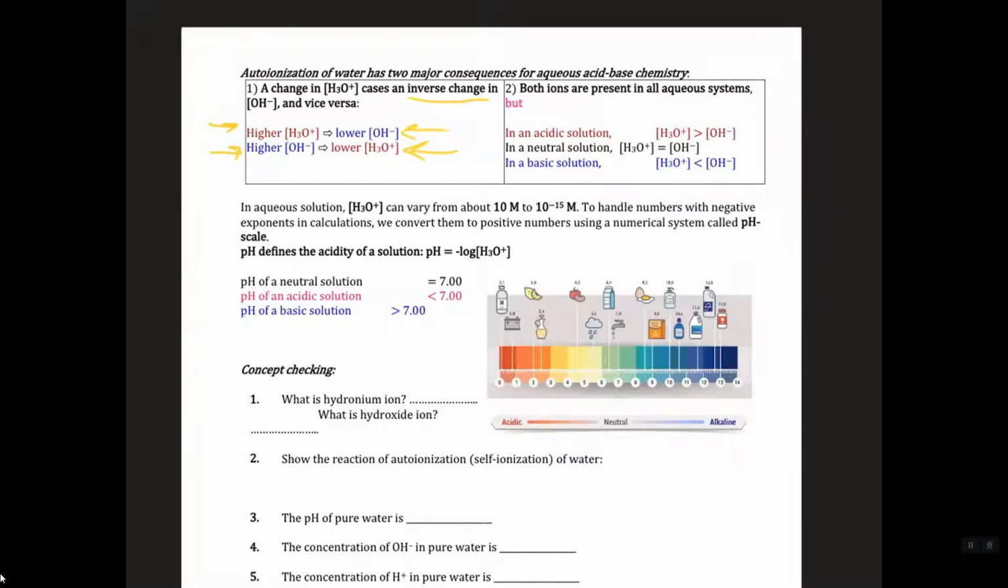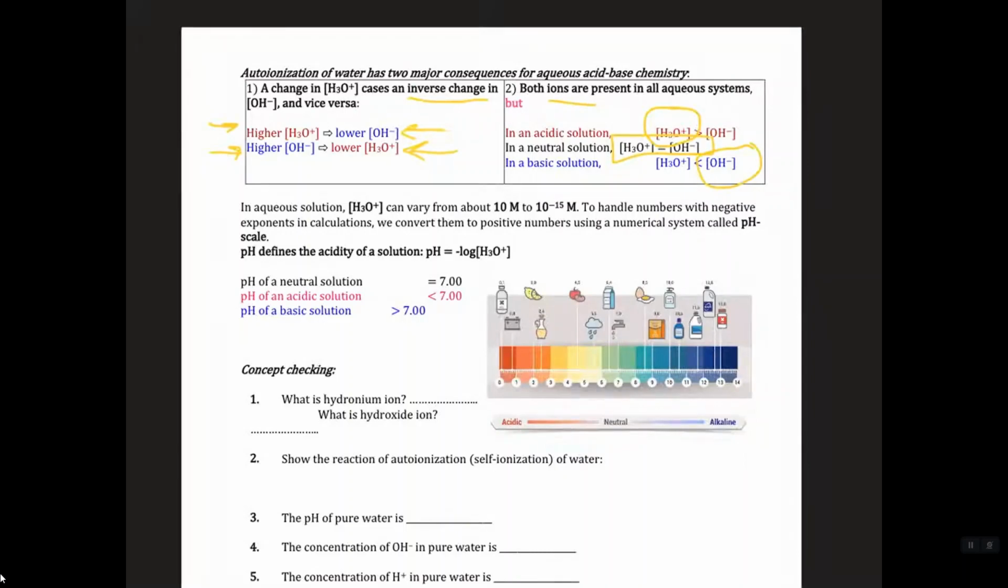And the other consequence is that all of the ions are present in all aqueous systems. However, when you have acidic solution, you have more hydronium ion. And think about it, it makes sense, because the more acid you are adding to the solution, the more hydrogen ions are going to be released, and the higher the concentration of hydronium ion. In neutral solution, you have equal amounts, and that's why pure water is considered neutral, because you have self-ionization of water, but it's equal concentration of hydronium and hydroxide ions that are being produced. And in basic solution, you have more hydroxide ions and fewer hydronium ions.